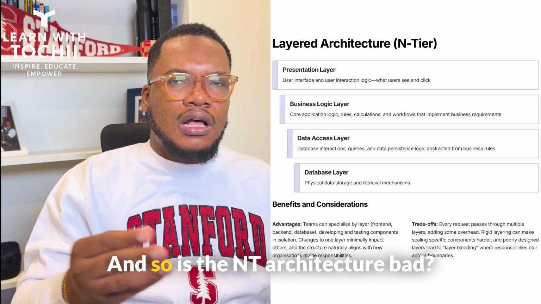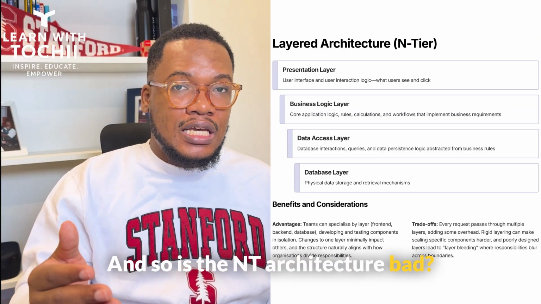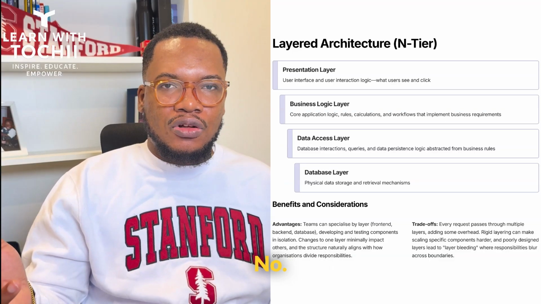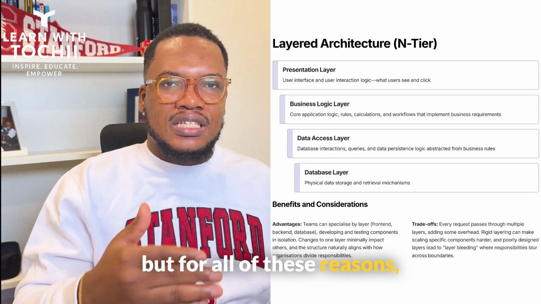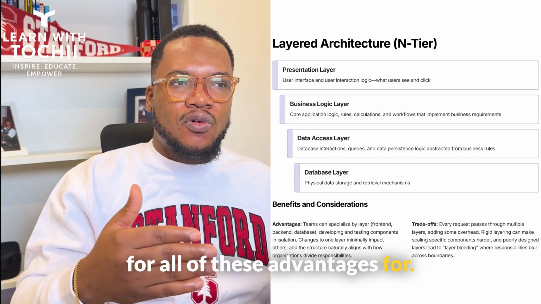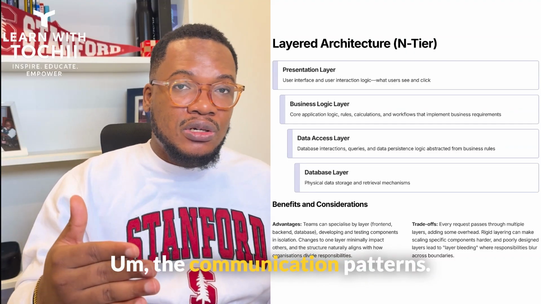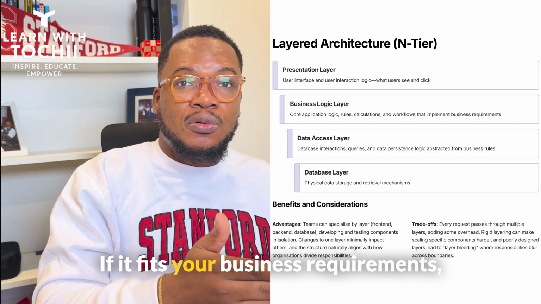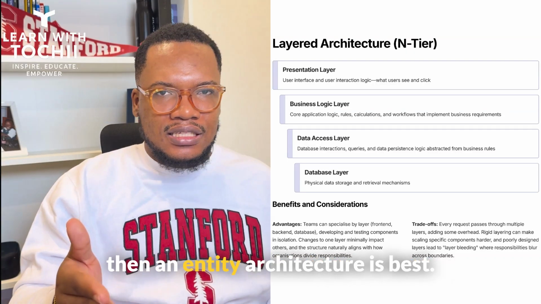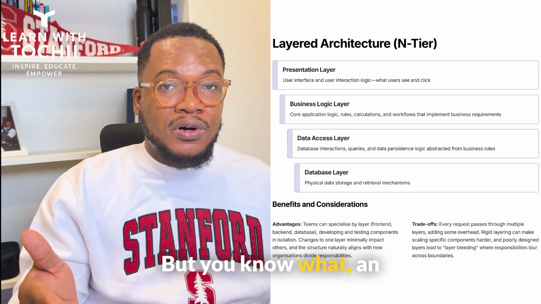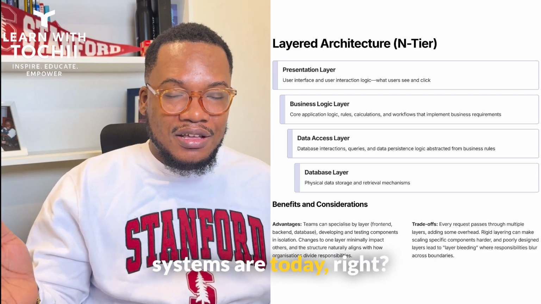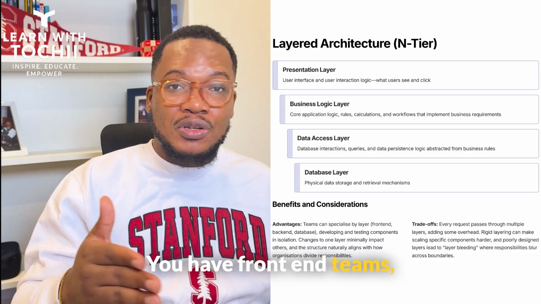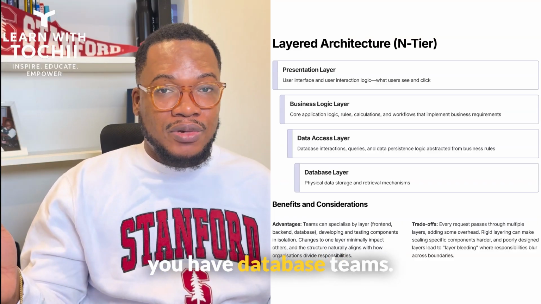And so, is the N-tier architecture bad? Is it good? No, right? It's dependent on the context. But for all of these advantages, for the communication patterns, if it fits your business requirements, then an N-tier architecture is best. But you know what? An N-tier architecture is simply how systems are today, right? You have front end teams, you have back end teams, you have database teams.